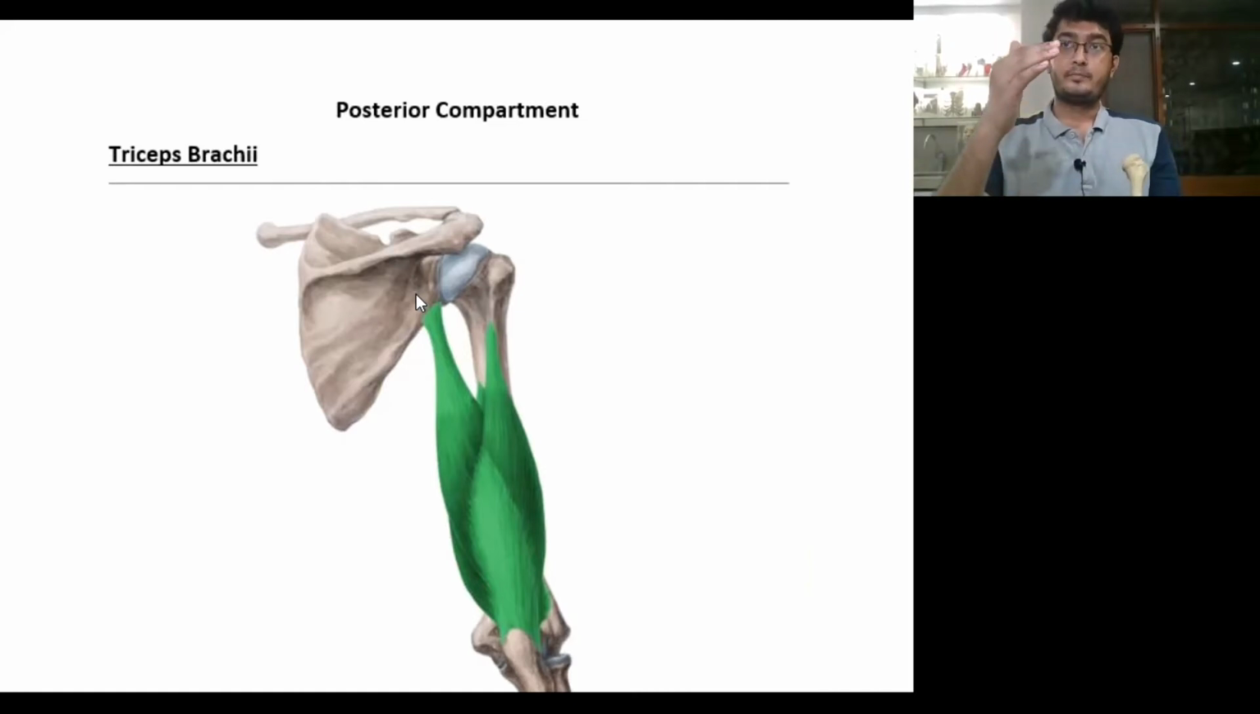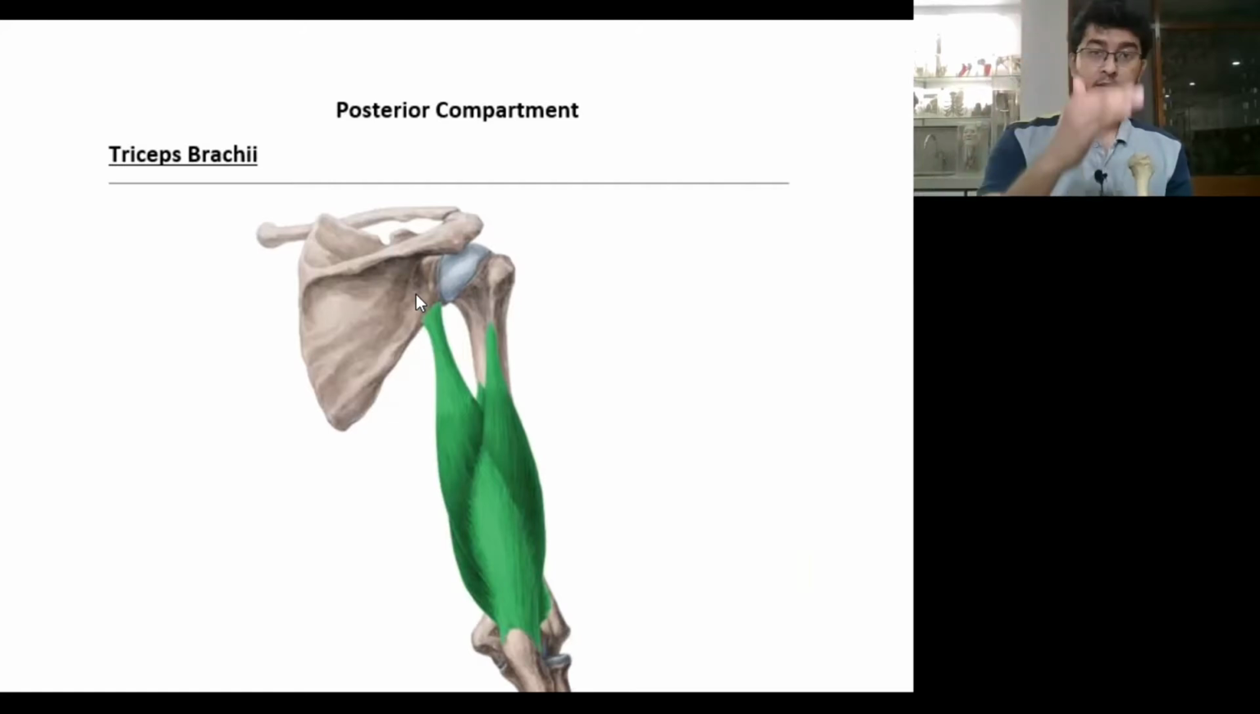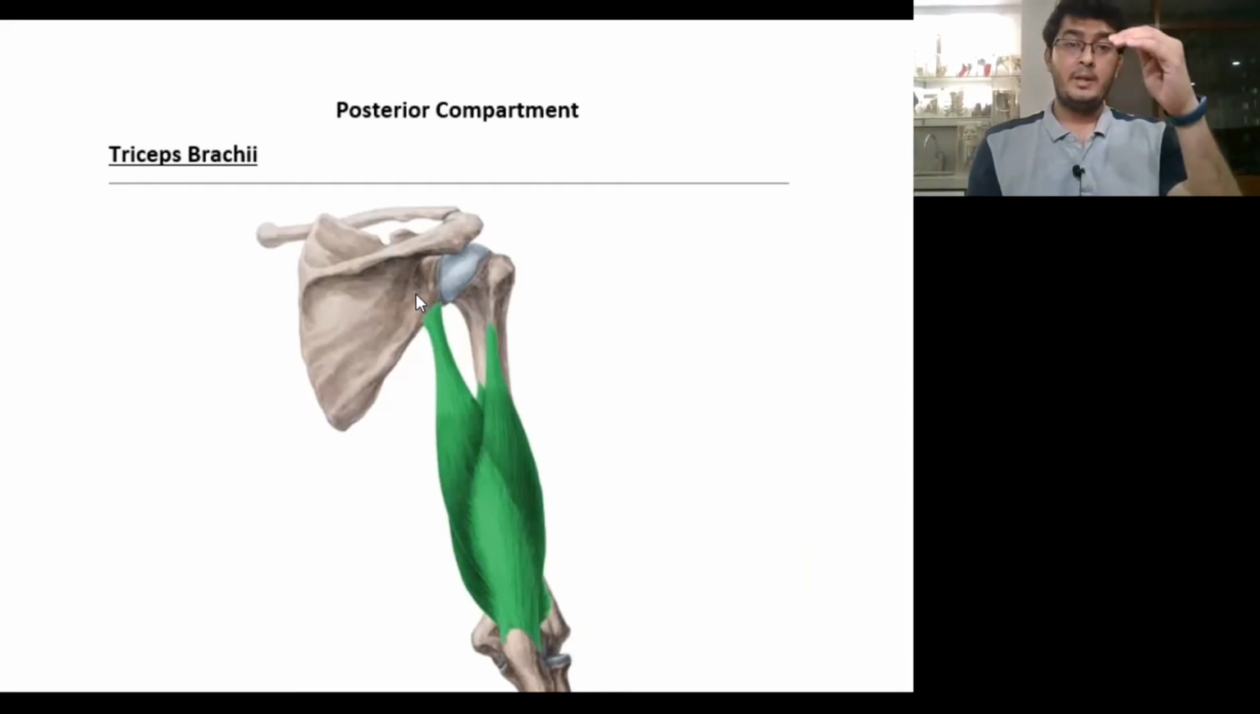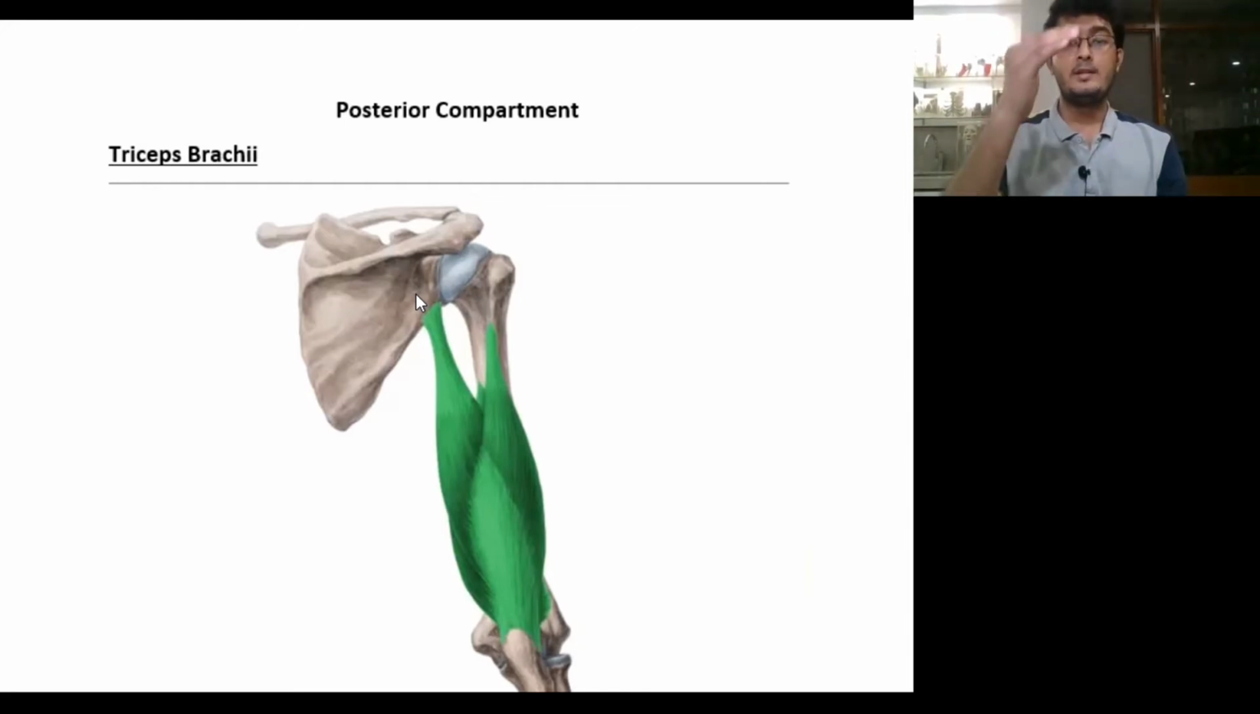The medial head of the tricep muscle is on the inferior aspect of the radial groove, and the lateral head of the tricep muscle is on the superior aspect of the radial groove. I'll repeat it again. The medial head of the tricep muscle is inferior to the radial groove, and the lateral head of the tricep muscle is on the superior aspect of the radial groove.